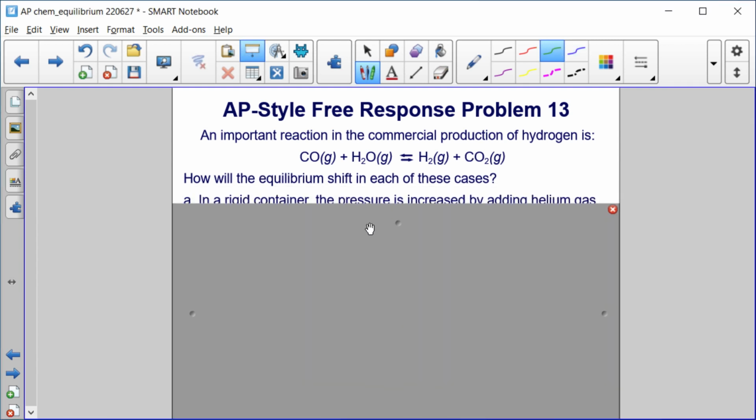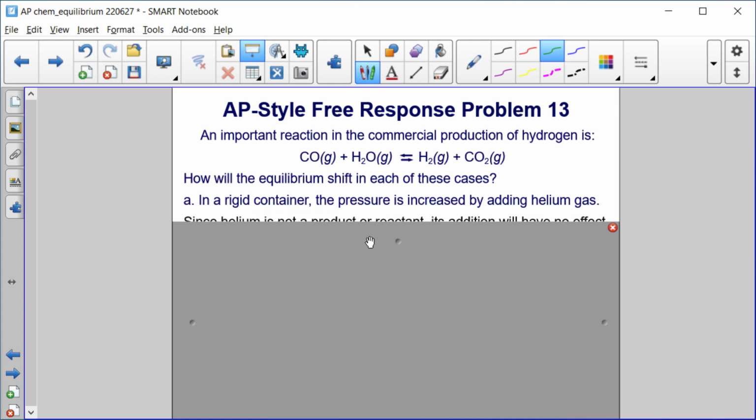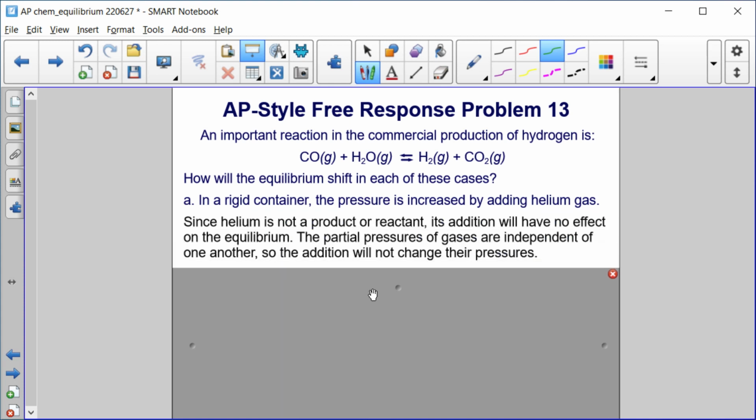So, in part A, we're asked, in a rigid container, the pressure is increased by adding helium gas. Since helium is not a product or reactant, its addition will have no effect on the equilibrium. The partial pressures of gases are independent of one another, so the addition will not change their pressures.